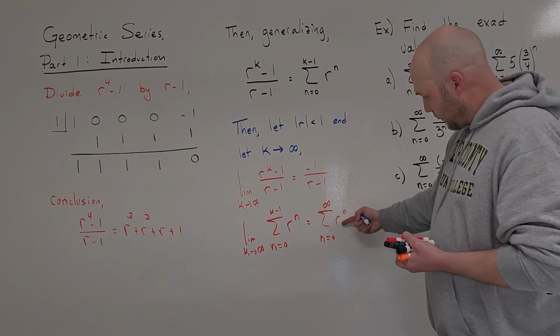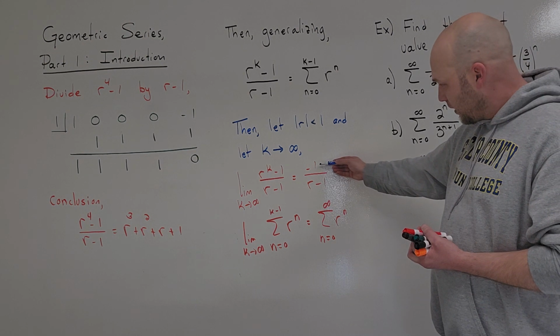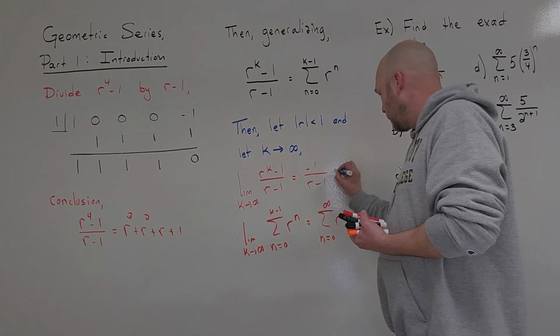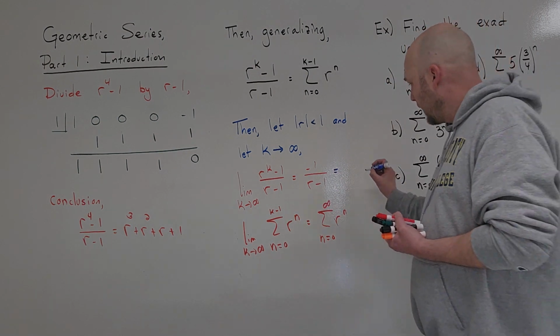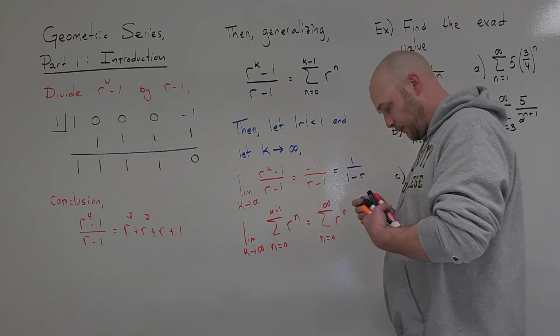Therefore, this infinite series is equal to this value. And notice what I have here. I've got a negative 1 on top and then r minus 1 on the bottom. Well, I could multiply top and bottom by minus 1 and rewrite this as 1 over 1 minus r.